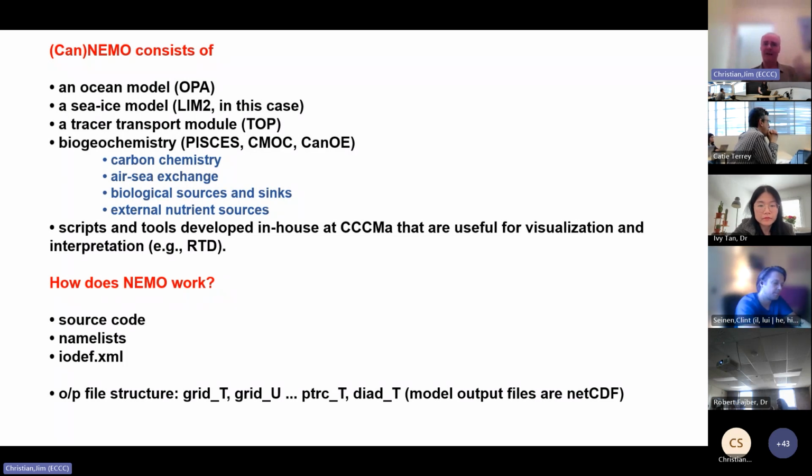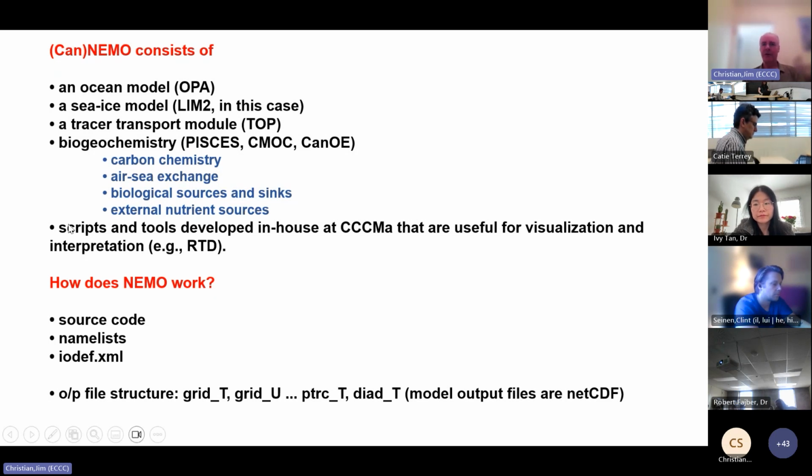So you don't have to code up all the tracer advection schemes and so on yourself. All you have to do is say, I want to add this tracer to the model and I want to use this particular advection scheme or this set of mixing schemes. And then biogeochemistry, well, PISCES is the native NEMO biogeochemistry. We don't use that. And then CMOC and Canoe are the ones that we developed in-house and embedded within this version of NEMO. So a biogeochemistry model, like I said, consists of carbon chemistry, air-sea exchange, biological sources and sinks, and external nutrient sources like aeolian mineral dust deposition and so on.